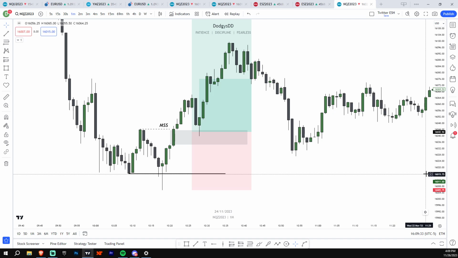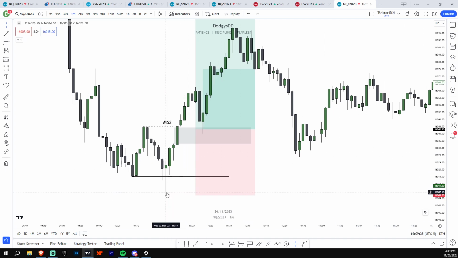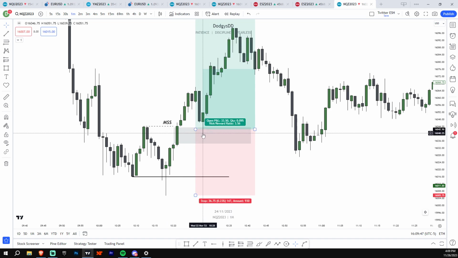When you look at this leg, the last swing low before this fair value gap was made was right here. Okay, so we don't have a swing low here. We don't have a swing low here. We don't have a swing low here. No swing low, and then we make a new low here. This is the last swing low.